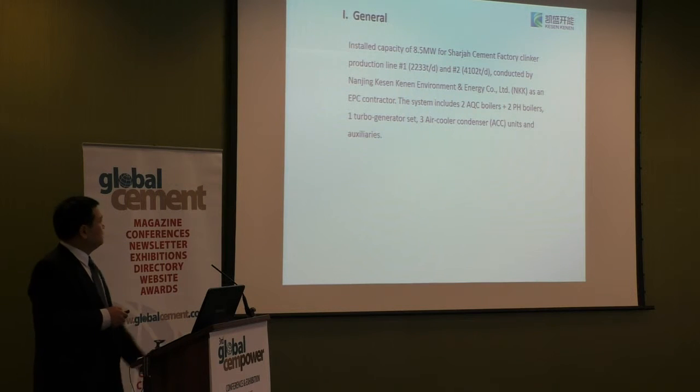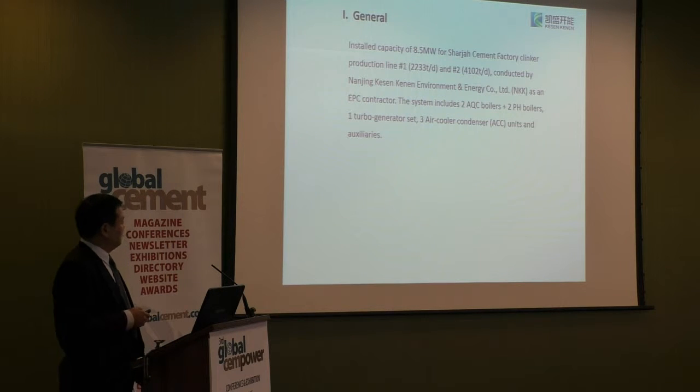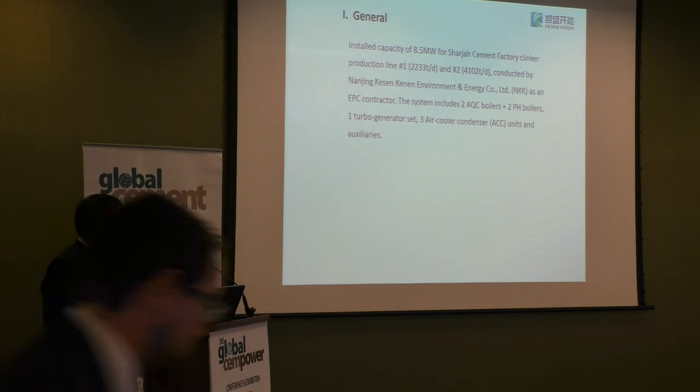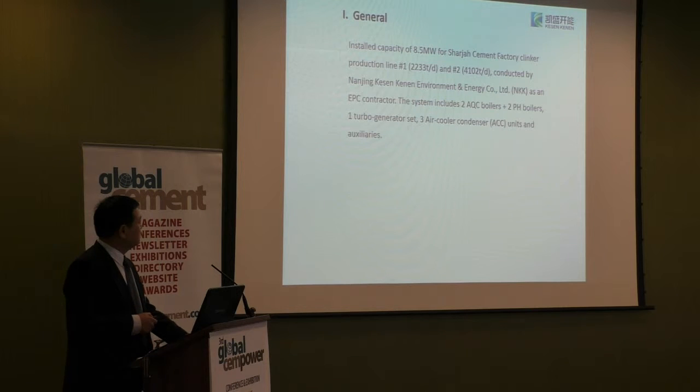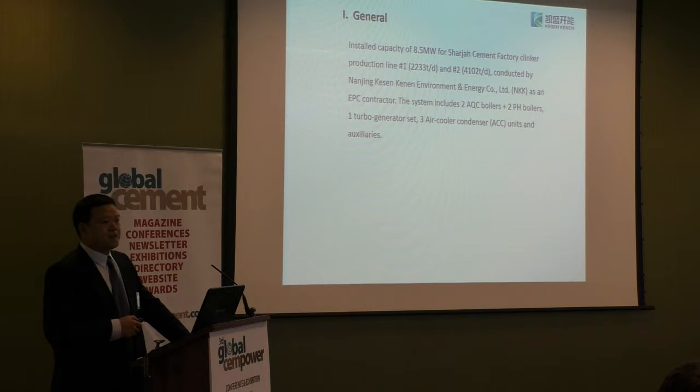This cement plant includes 2 production lines. Line 1 is 2,233 tons per day, and line 2 is over 4,000. We are the EPC contractor, signing the project with the customer directly. This system includes 4 boilers, 1 turbine generator set, 3 ACC condenser units, and auxiliaries.